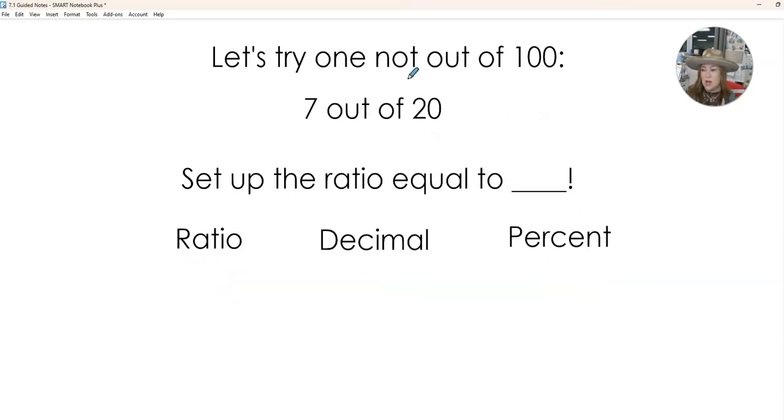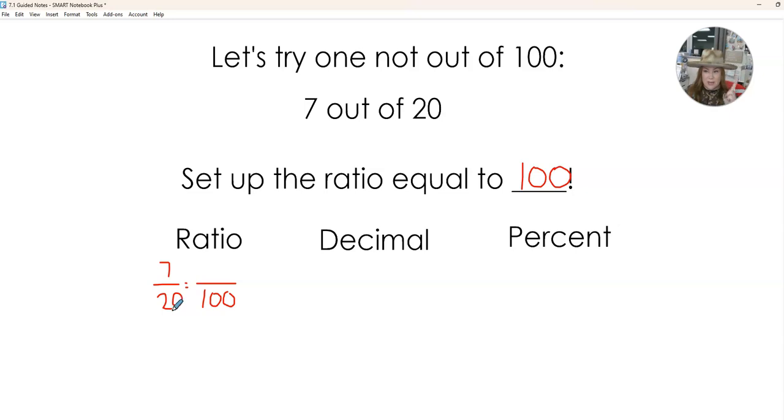So let's try one that's not out of 100, 7 out of 20. We're going to make sure we set up the ratio equal to 100. So the ratio, we start as 7 out of 20. But to get to a decimal, it has to be tenths or hundredths. And then percent has to be out of 100. So we're going to do the work now, so it makes percent and decimals really easy. So we're setting up our ratio. We want it to be something out of 100.